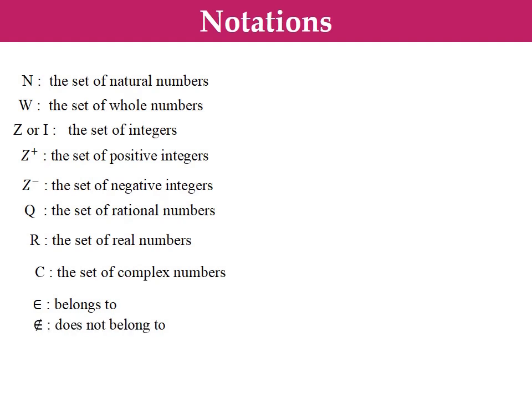Epsilon means belongs to, and this one is does not belong to. The symbol indicates there exists. This one is there does not exist, because we are going to use these notations often, right?